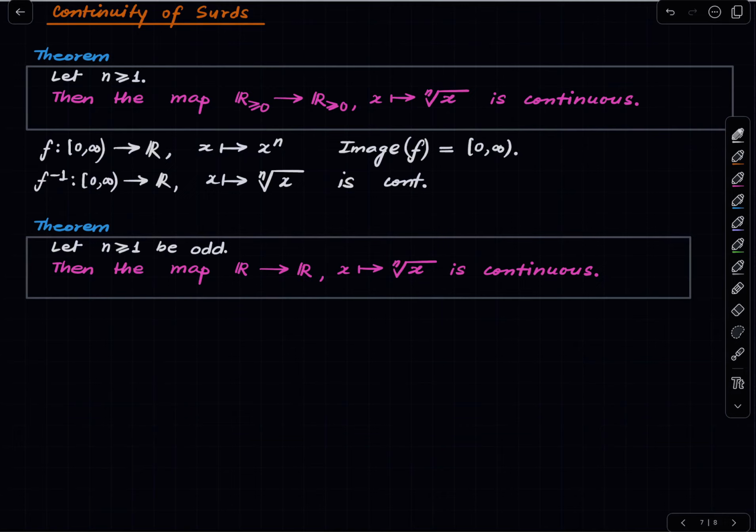Very interesting deduction, even though this was expected. And you can show that if n is odd, then actually the map goes from the entire set of real numbers to the set of real numbers, and that is also a continuous map. If n is even, then one cannot define this map. For instance, if n equals 2, you can't take the square root of a negative number and obtain a real number as a result. So when you want to define a surd of a negative number, you better take the surd using an odd number.